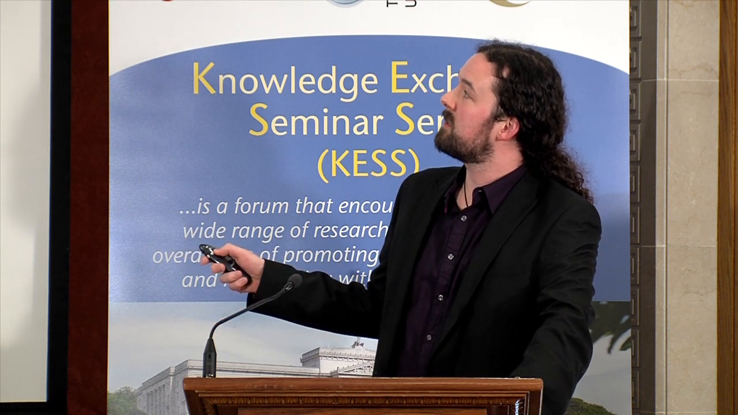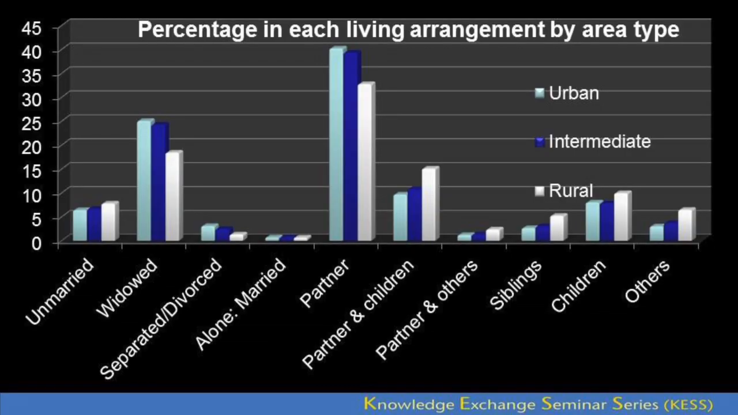Then in terms of the living arrangements I'd mentioned, the three bars here are urban, intermediate and rural areas. This is the proportion of people in these kinds of areas who live with a partner in a two-person household. It's much less common in rural areas to live in a two-person household; in urban and intermediate areas, it's more common. Similarly, living alone in older age is much less common in rural areas. This really seems to be an urban phenomenon for these smaller households.